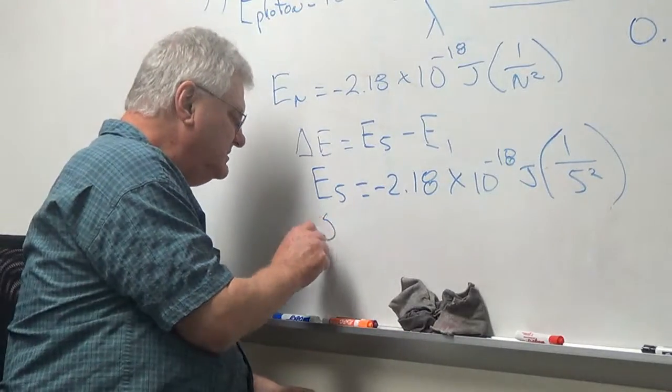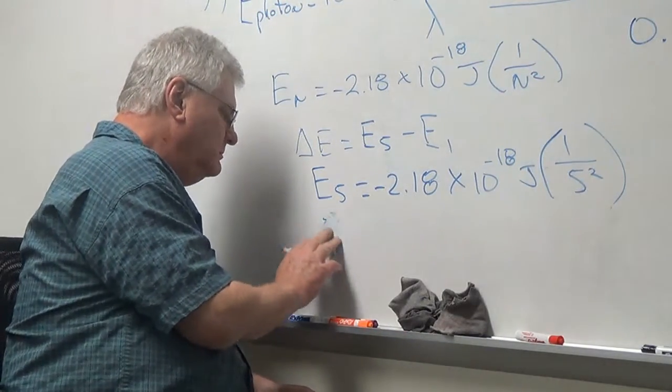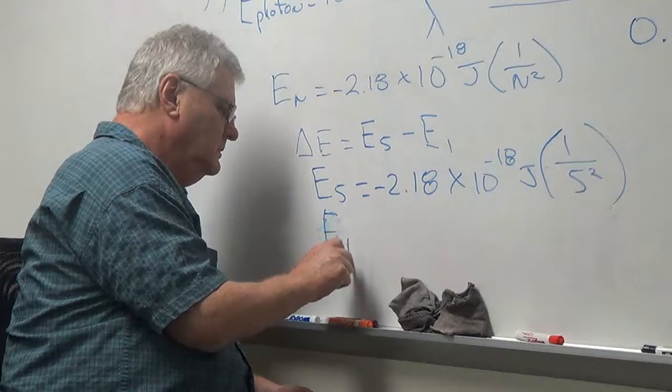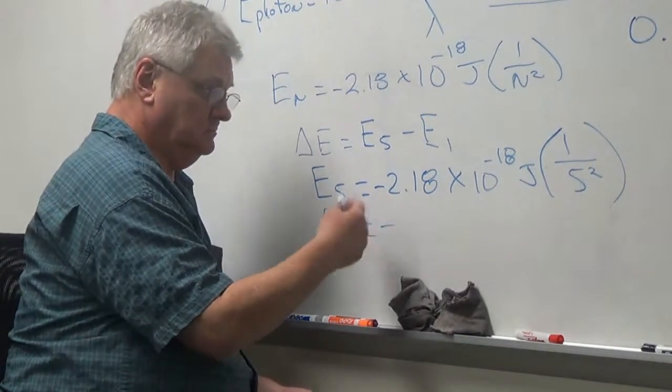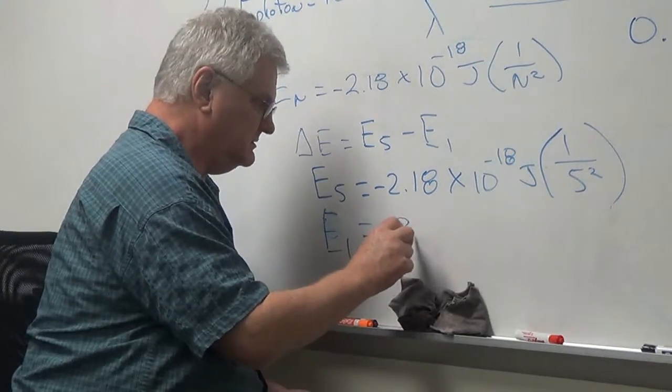And then the first energy level is equal to the same negative 1 times the Rydberg constant here.